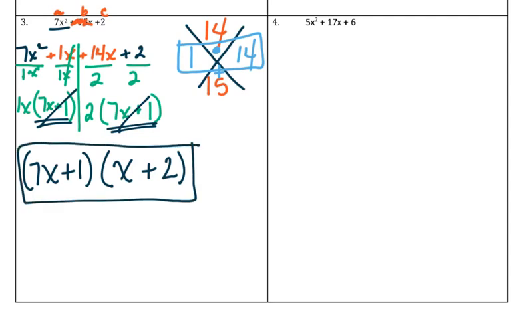So I have factored this trinomial into two binomials. If you multiplied these out, you would end up with this original question here. Okay? Try the same thing with number 4. Go ahead and see if you can factor number 4.